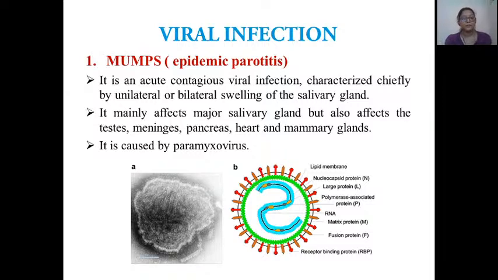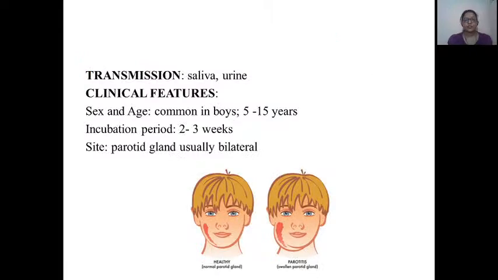Viral infection: the first viral infection is mumps. It is also known as epidemic parotitis. It is an acute contagious viral infection characterized chiefly by unilateral or bilateral swelling of the salivary gland. It mainly affects the major salivary glands but also affects the testis, meninges, pancreas, heart and mammary gland. It is caused by paramyxovirus. Its transmission is through saliva and urine.